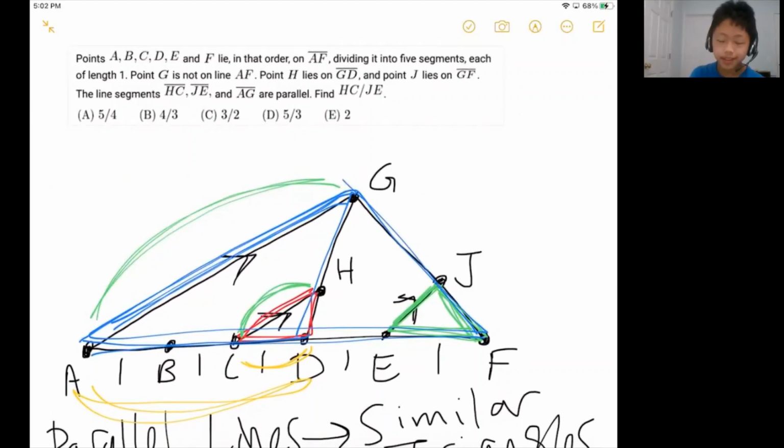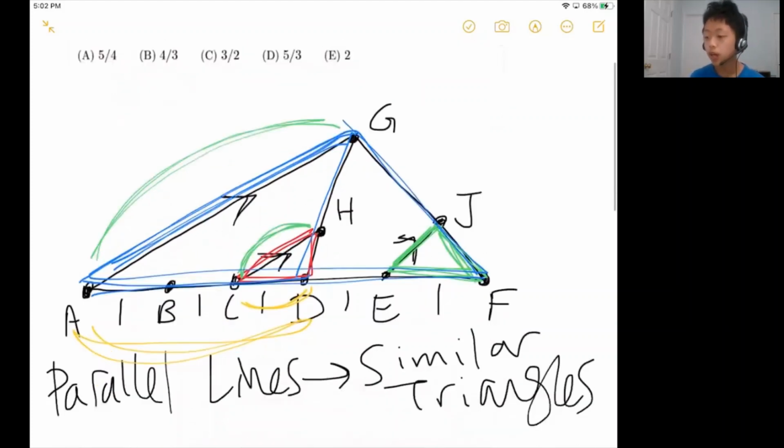So I think the general idea was parallel lines. You should always see parallel lines as creating similar triangles. So your first thought in this case should have been similar triangles, immediately after they gave you the parallel lines. Another reason why you might think of using similar triangles is because they ask for HC over JE, and that represents a length ratio. And whenever a question asks for a length ratio, a lot of the time similar triangles could also be helpful.